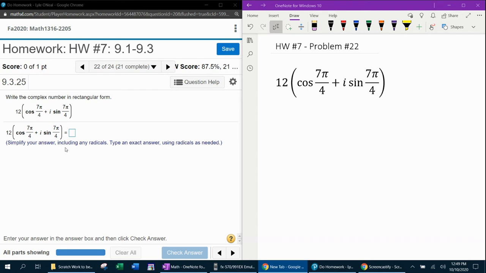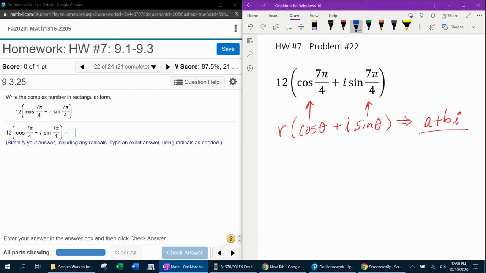Now, it does say simplify your answer, including any radicals. Type an exact answer using radicals as needed. That means they're not going to allow any decimal approximations. And if I could just point out again, the formula for a complex number in polar form is r cosine theta plus i sine theta. What they want me to do is convert that into rectangular form, which is a plus bi. This is where I'm headed. This is what I have.